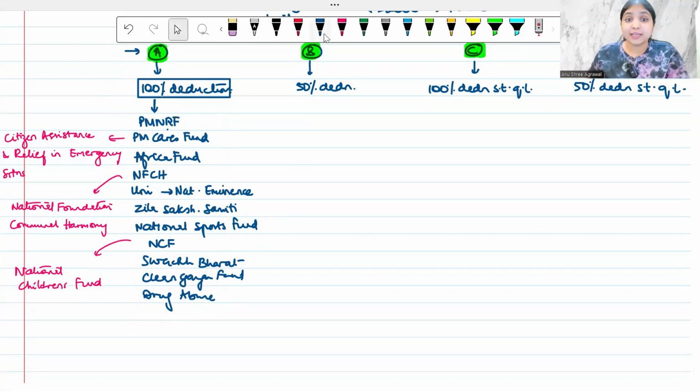Then you have category B. Under category B, earlier we had 4 points. But now there's an amendment by Finance Act 2023.